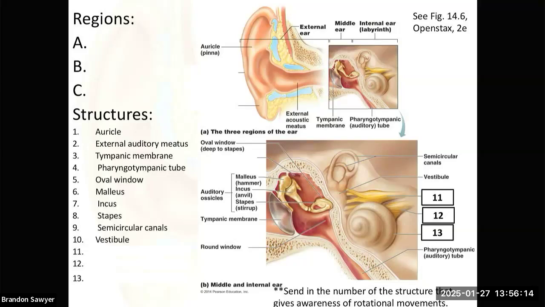Okay, and then it splits up the nerve into 2 branches here. All right. So 11 is the vestibular nerve, and then 12 would be the cochlear nerve, right? But we know it as the vestibulocochlear nerve. And then finally, 13 is the cochlea, the part that does the receiving of sound. Okay. All right, questions about any of those structures?